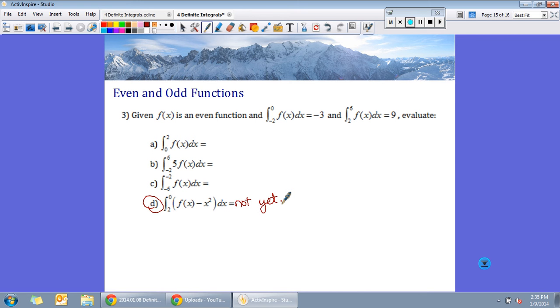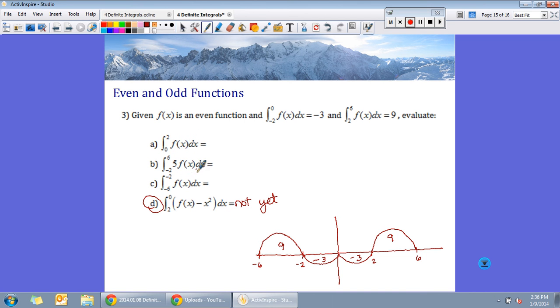But to start off with, we know that f of x is an even function, and we also know that the area from -2 to 0 is -3. So that means that the area from 0 to 2 is also going to be -3. And then we're told that the area from 2 to 6 is 9. Which means that the area from -6 to -2 is also 9.